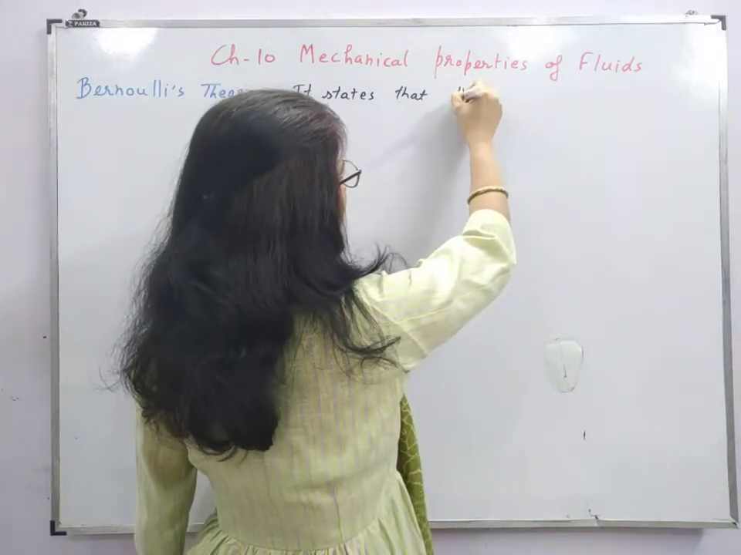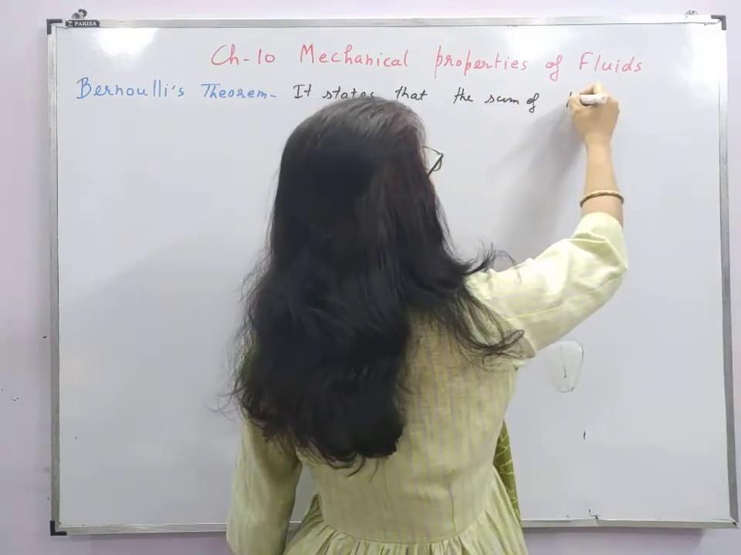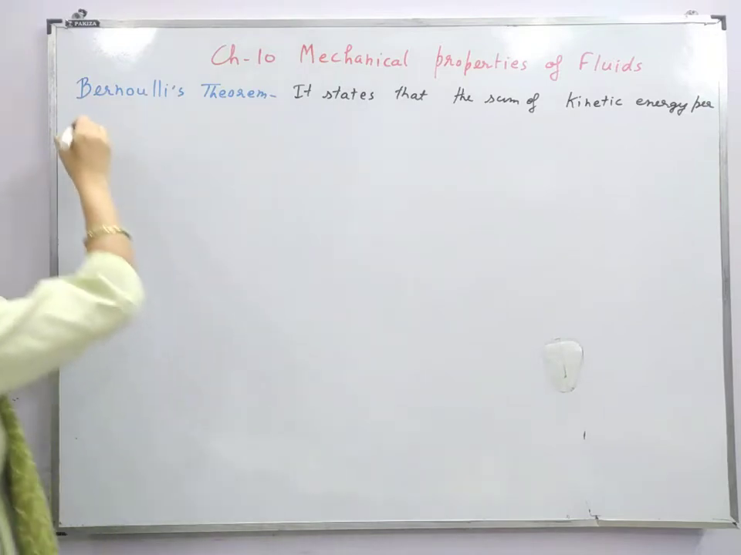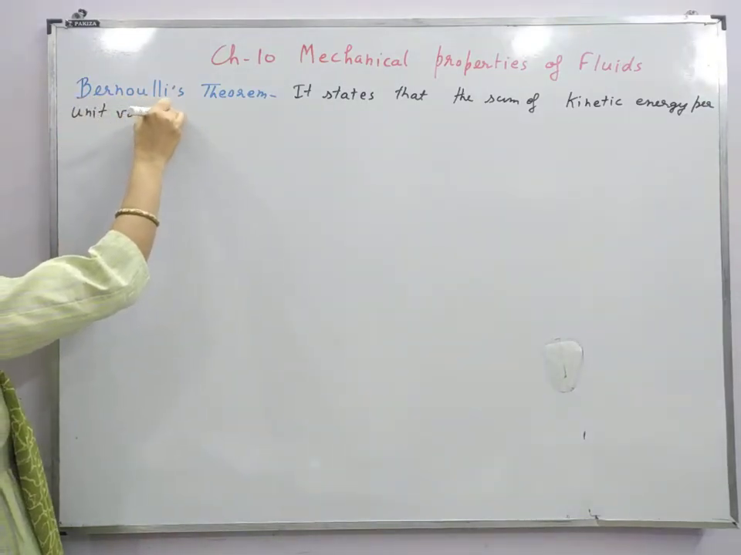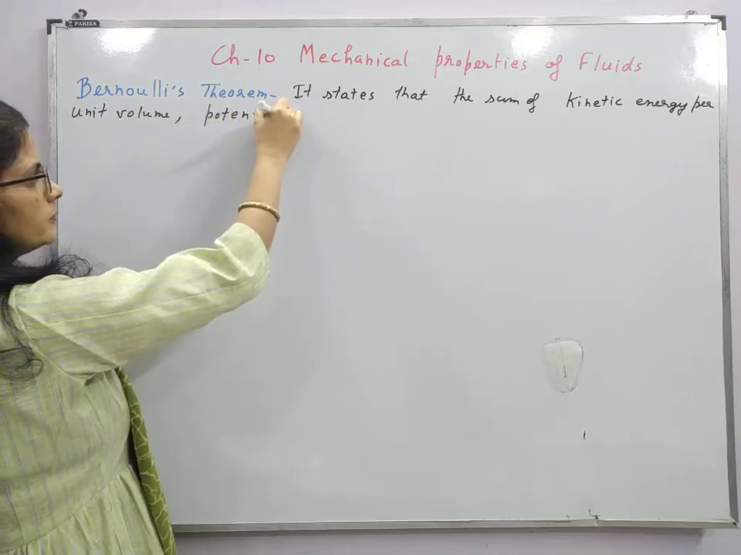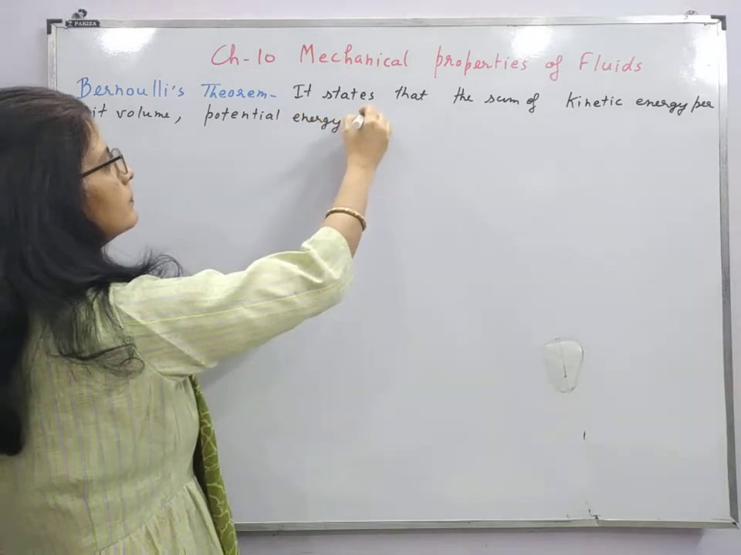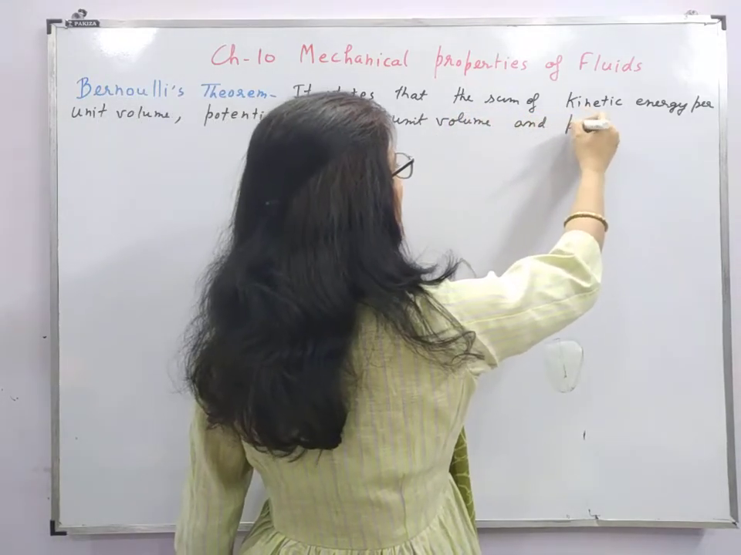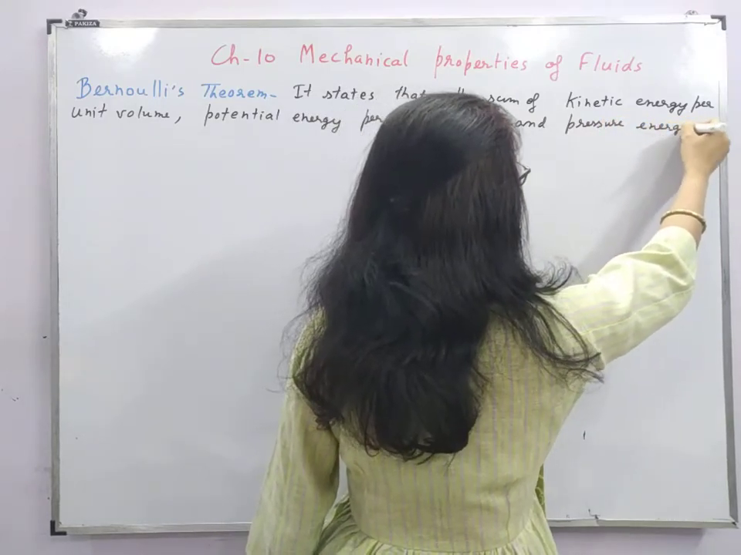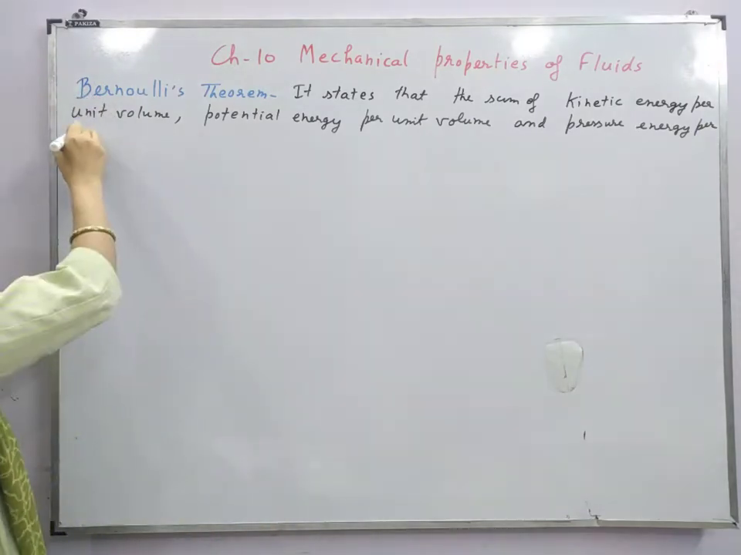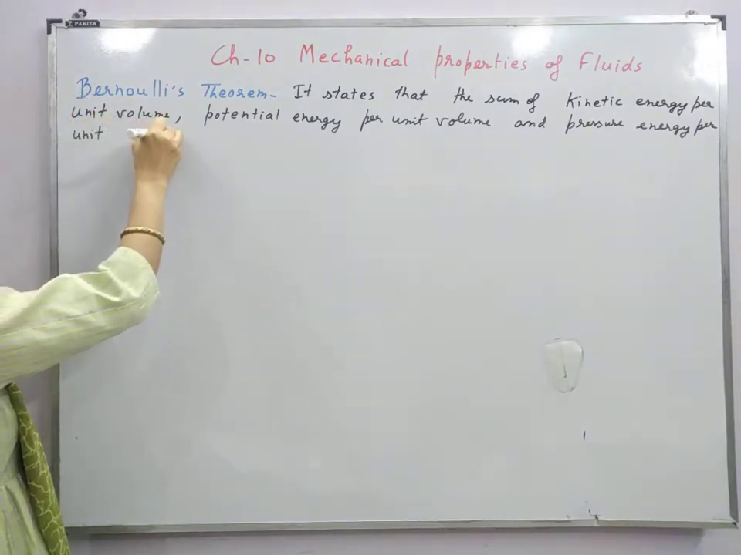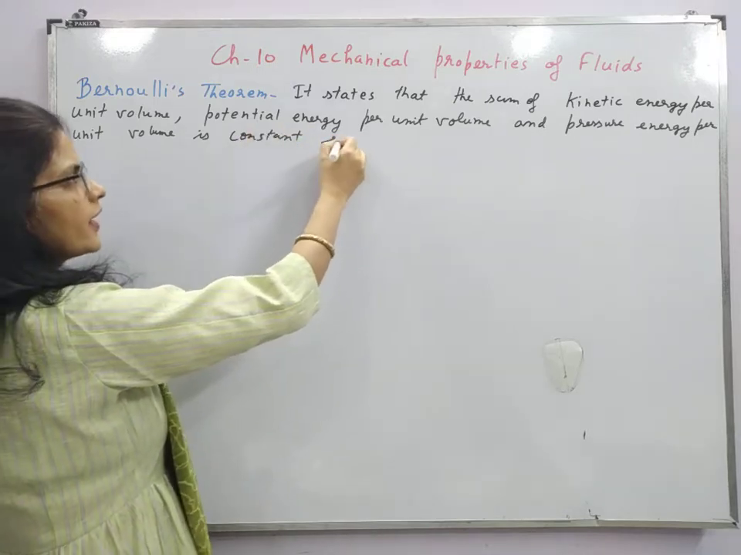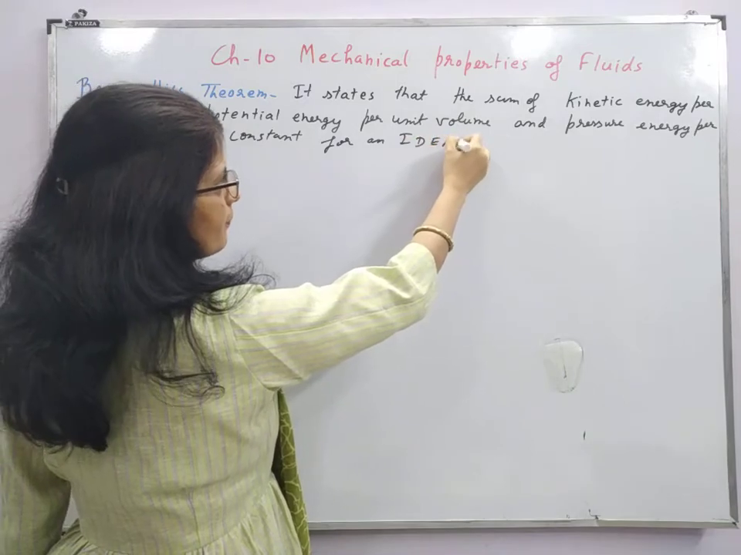So it states that the sum of kinetic energy per unit volume, potential energy per unit volume, and pressure energy per unit volume is constant for an ideal fluid.